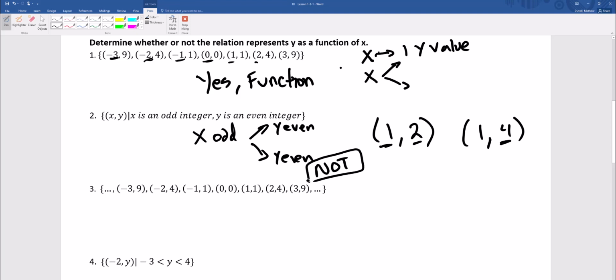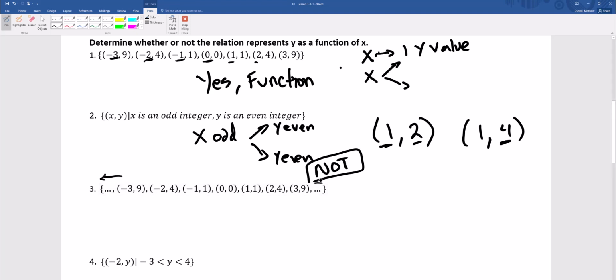And now you might be thinking, well, could I come up with an example that makes it a function? Sure, I could have said 1 is mapped to 2 and 3 is mapped to 2, or 3 is mapped to 4. But you need to look at the infinite possibilities and figure out whether it does not represent a function. So that's what we have to determine. And if you can come up with an example in which it's not, then we know that it's not a function.